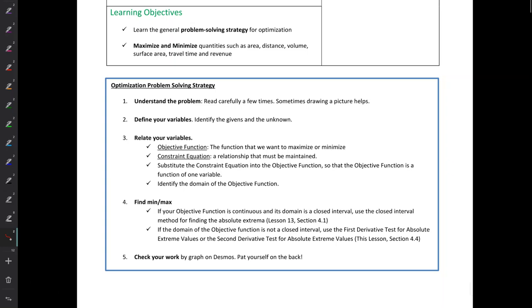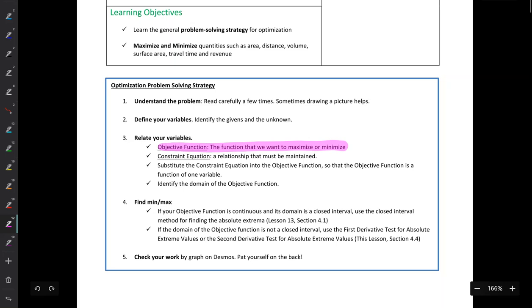Now you want to relate your variables. How are they related to each other? One, your objective function. That's the function that you want to maximize or minimize. So it'll say maximize the revenue or maximize the profit or minimize the cost or minimize the surface area, right? Anytime the word problem uses the word maximize or minimize a particular quantity, they've told you the objective function.